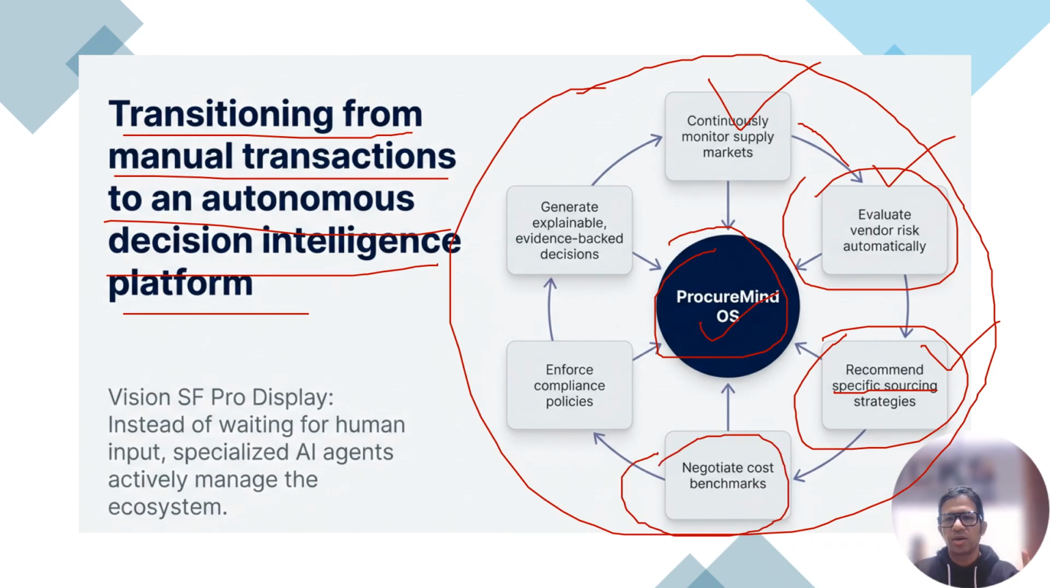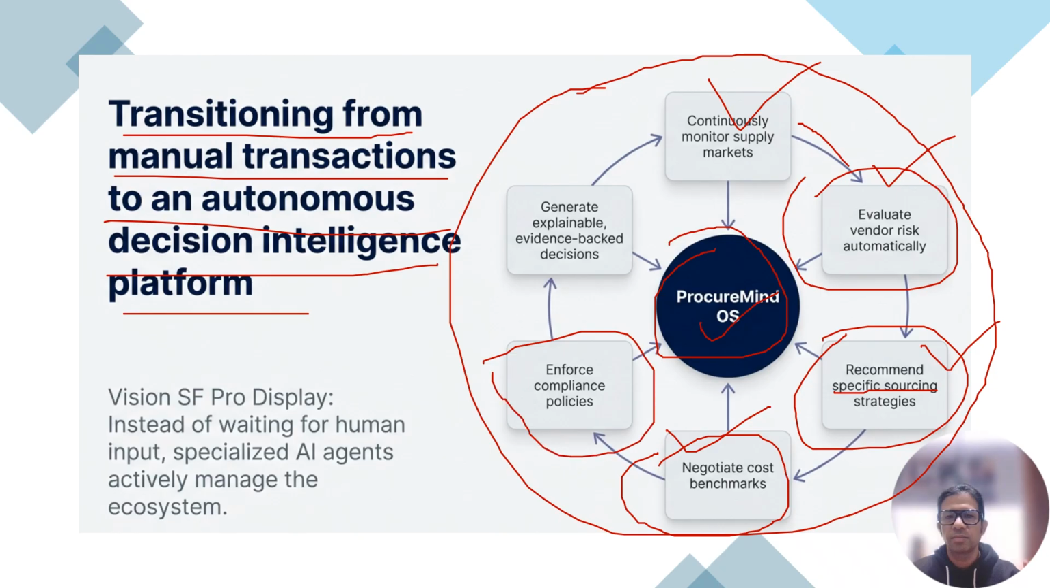Now comes this one, fourth capability, negotiate cost benchmarks. This is where procurement gets leverage back. Instead of vendor says price is X, the system brings last buy price, category baseline, market indices, and should-cost estimates. This means procurement walks into negotiation with facts, not assumptions.